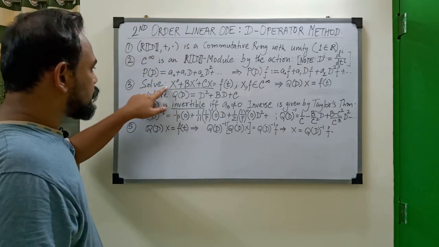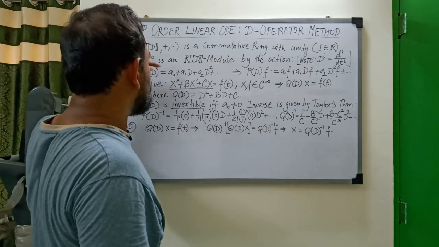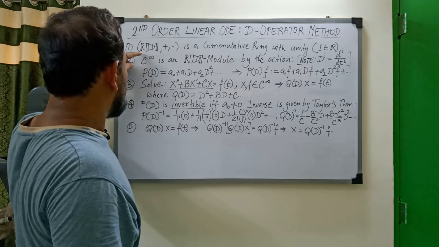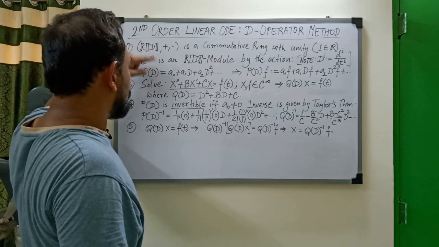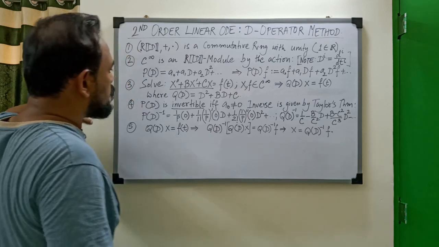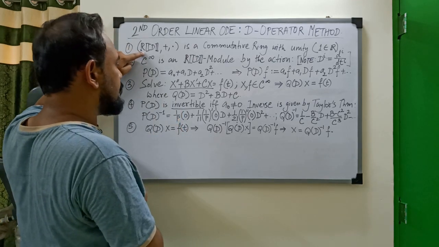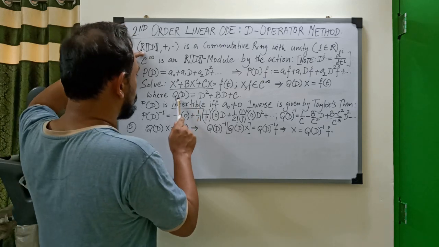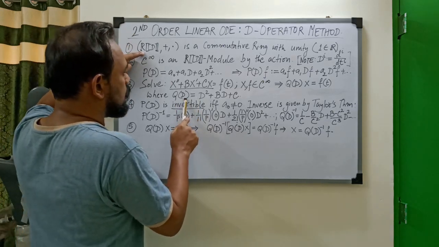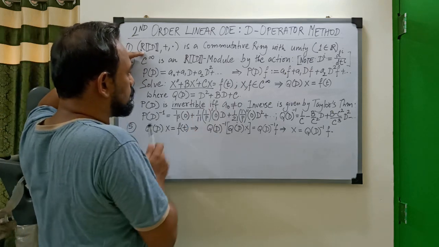Now, when we say solve this, how do we invoke R[D] and C infinity here? So we look at a very specific kind of element from R[D], and we call that Q(D). It's a polynomial of degree 2.